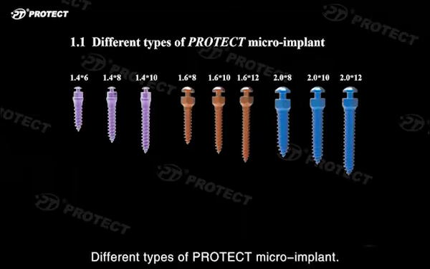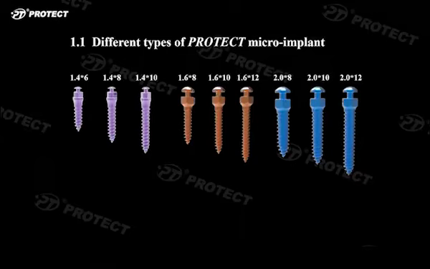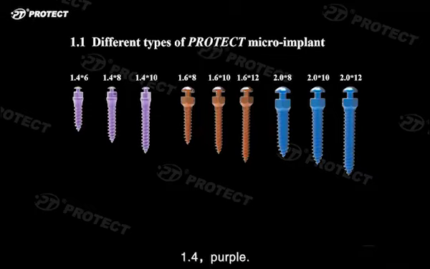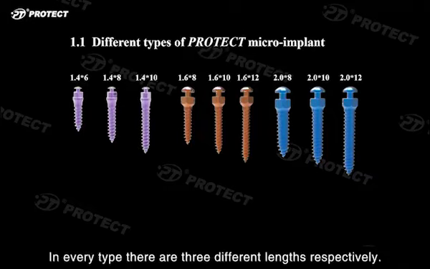Different types of PROTECT micro-implant. There are 3 types, marked by different colors: 1.6 purple, 1.6 orange, 2 blue. In each type, there are 3 different lengths respectively.